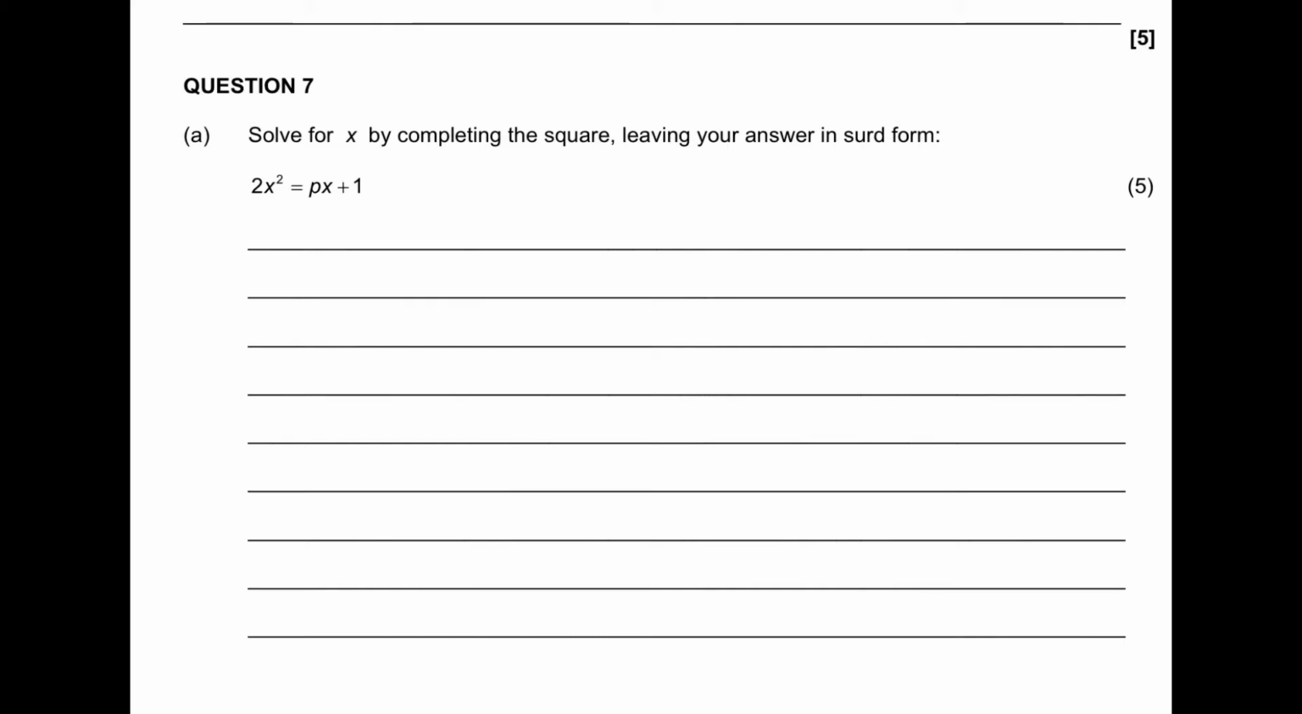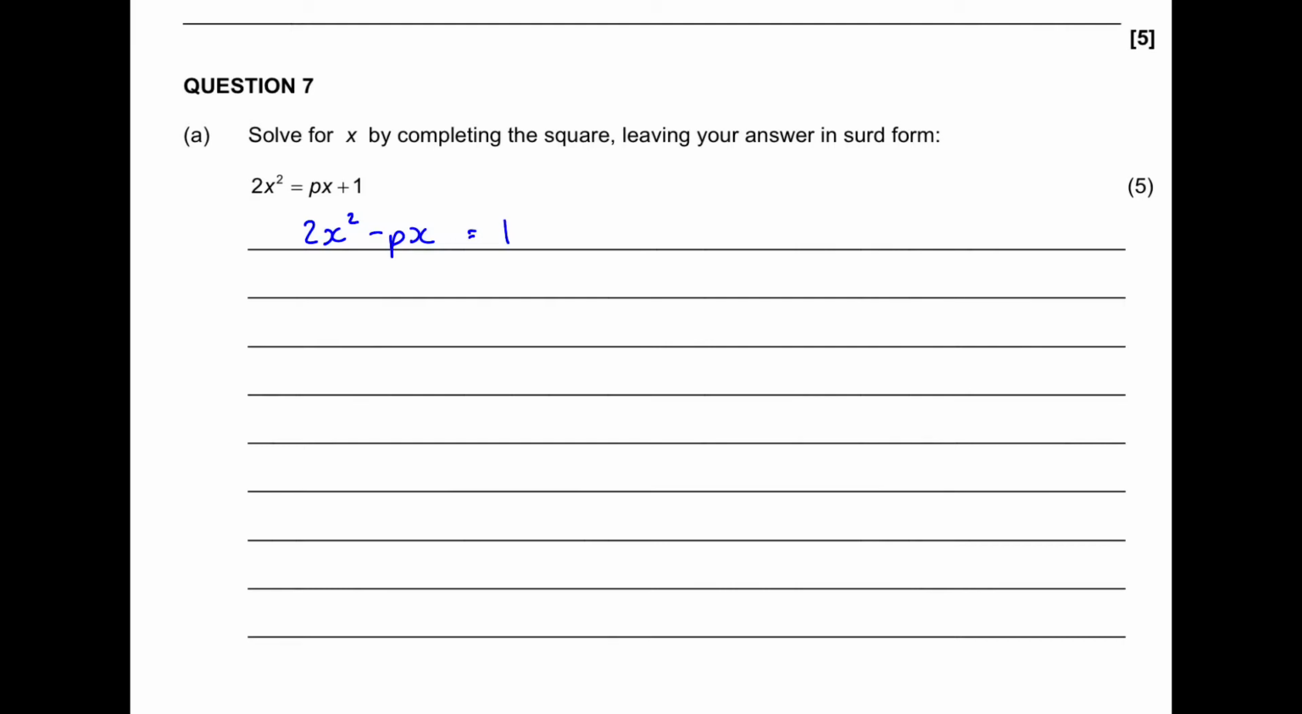All right. So for completing the square, what I say is take over all the x terms. So we have minus px, and we have equal to positive 1. All right. We now need to divide everything by 2. Remember, one of the rules of completing the square is that the coefficient of your x squared term must be 1. In other words, if your a value is not 1, we need to divide it through into every term.